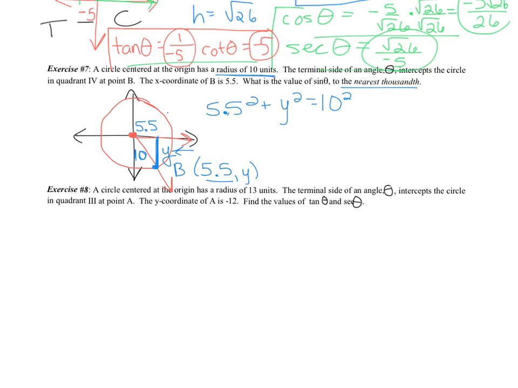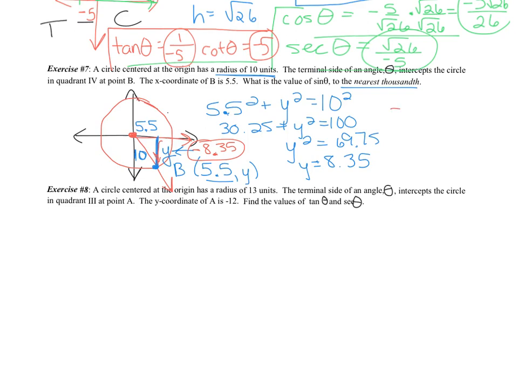So going through this and getting the rest of the picture, this is going to be 30.25 plus y squared equals 100. When I subtract my 30.25, I get 69.75. Take a square root, and keeping this whole decimal in our calculator, we get 8.35. In my picture, though, I have to make sure I use negative 8.35 because my y value is negative, right, going down in the fourth quadrant.